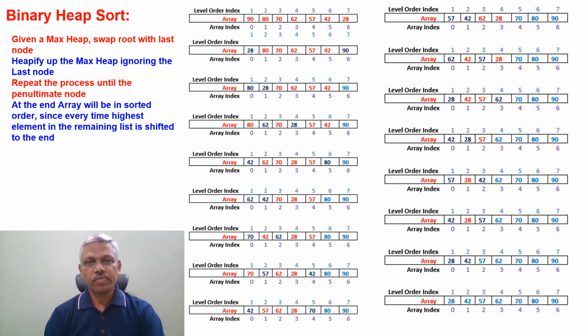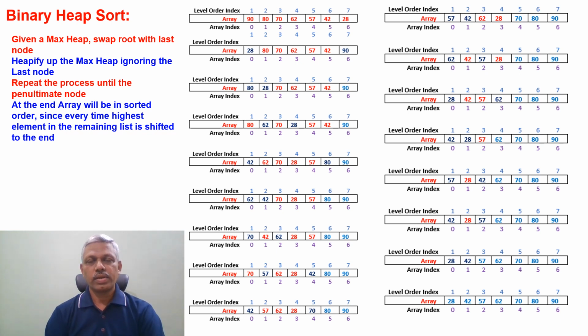That is called heapify down, in the sense that since it is swapped, the root node has to be brought down to its corresponding location. This has to be done repeatedly, one after the other, until all the elements are sorted. In this example, we'll consider 90 is the max element present at the root, and we swap with 28.